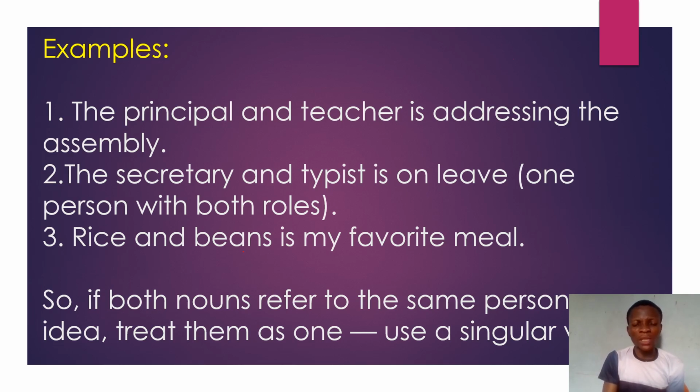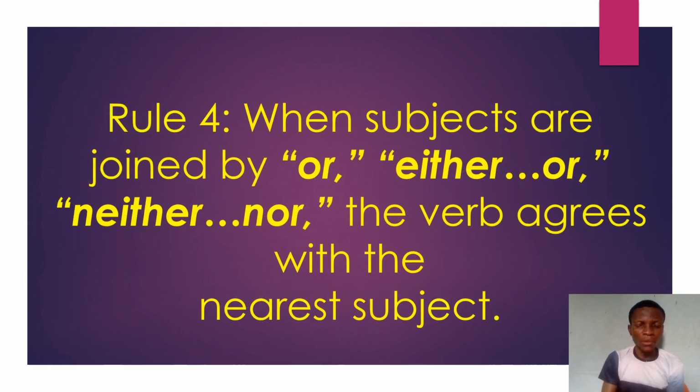So the trick is, if both nouns refer to the same person or idea, treat them as one. Use a singular verb. Now rule 4. Rule 4 says when subjects are joined by or, either...or, neither...nor, the verb agrees with the nearest subject.